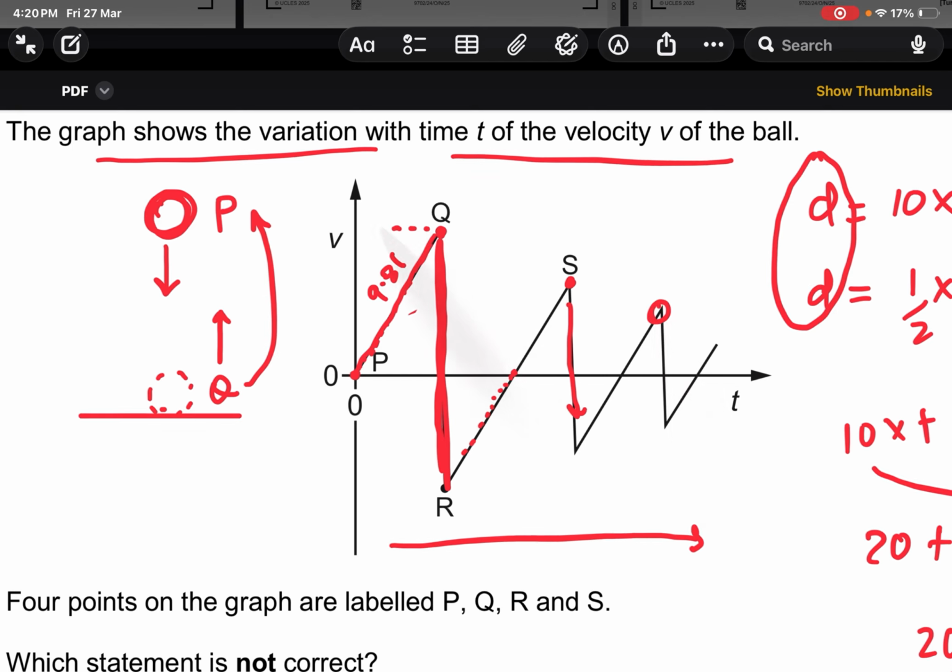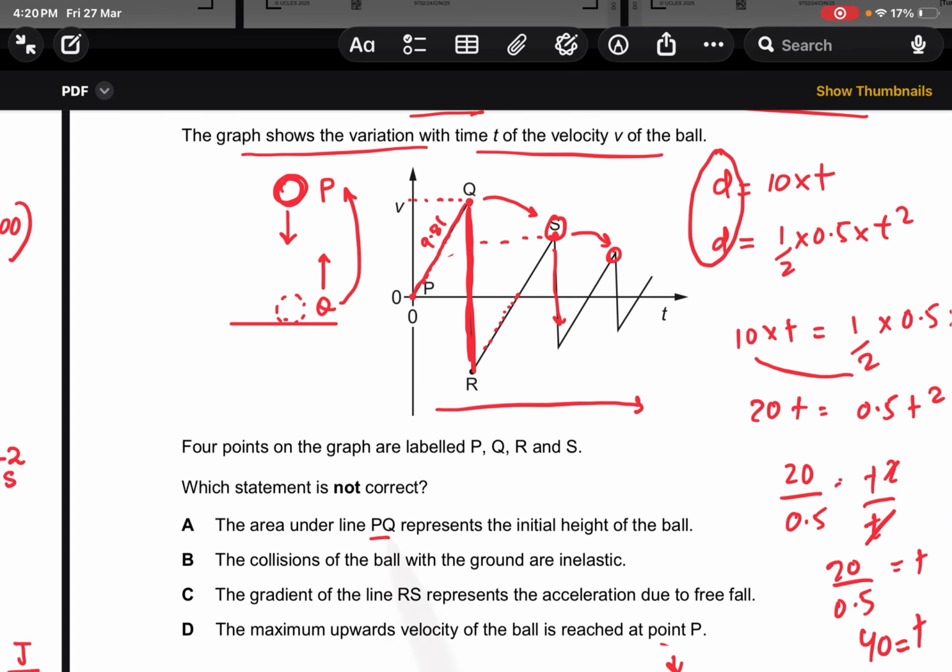In the first bounce, it reached a maximum of Q velocity. In the second, it reached a maximum of S velocity, which is lower than Q. And in the third, it reached this, which is even lower. The area under the line PQ, so they're telling about this area, represents the initial height of the ball. Yeah, that's correct. It represents the initial height, because what did I tell you? PQ, P till Q, this area.